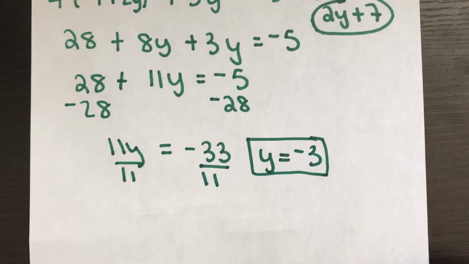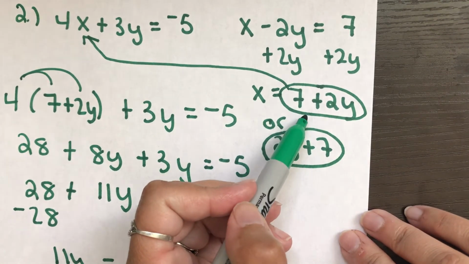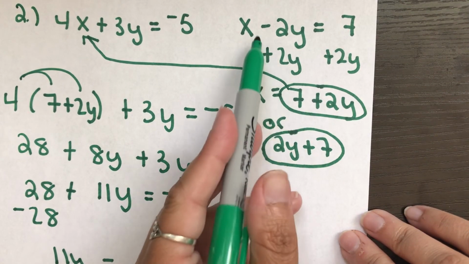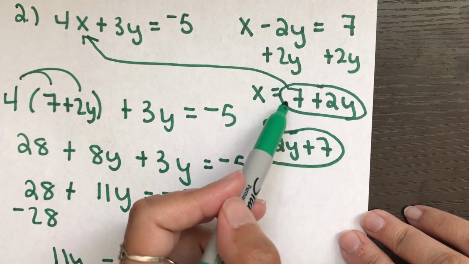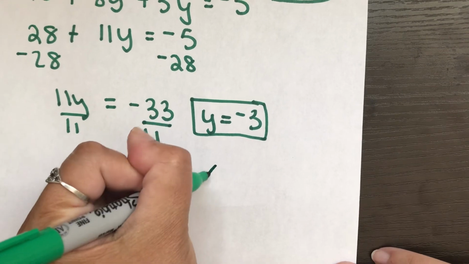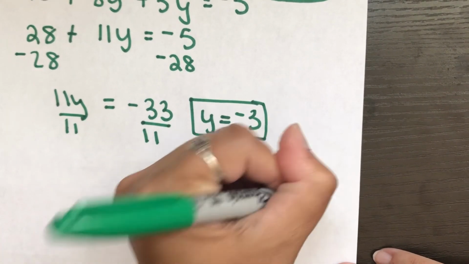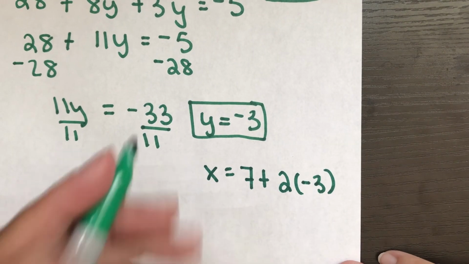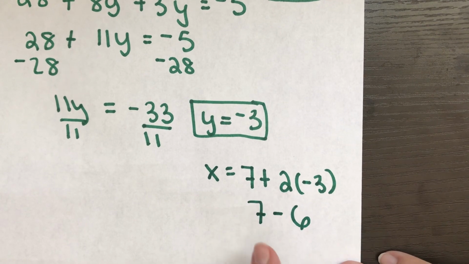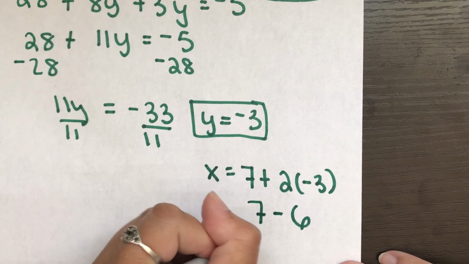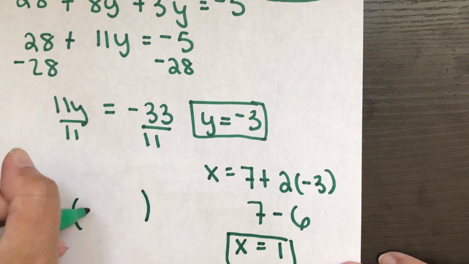That's half my answer. Now that I know that y is negative 3, I would come back up to the circled equation. It technically is an example of one of the originals. I just rearranged it a bit. I am going to plug negative 3 into what is circled. So x equals, I rewrote it, putting the negative 3. Remember, according to PEMDAS, you have to multiply before you can add. So it becomes 7 minus 6. x equals 1.